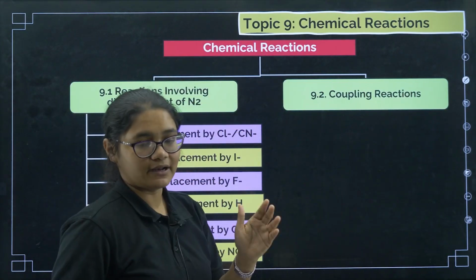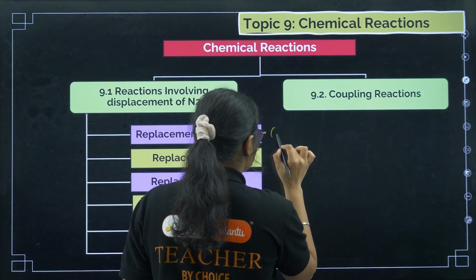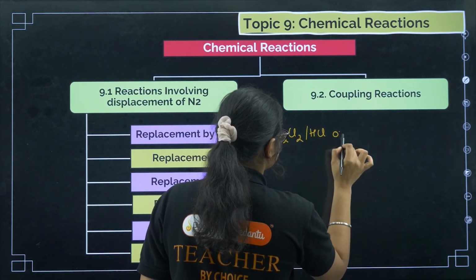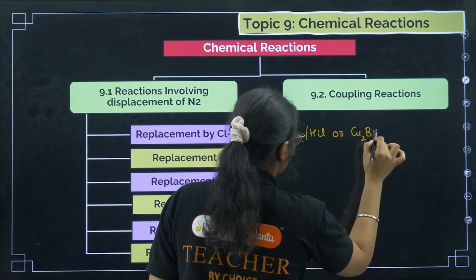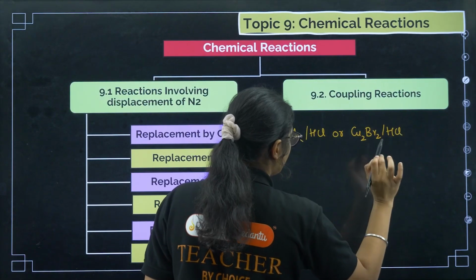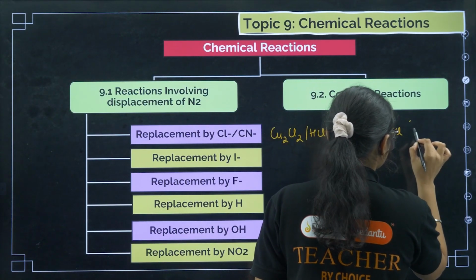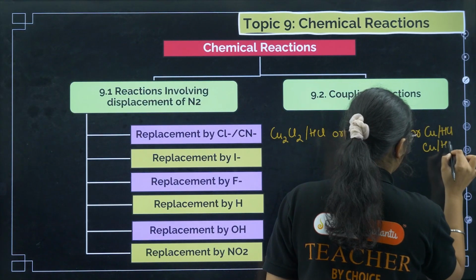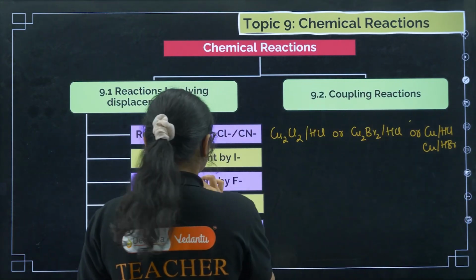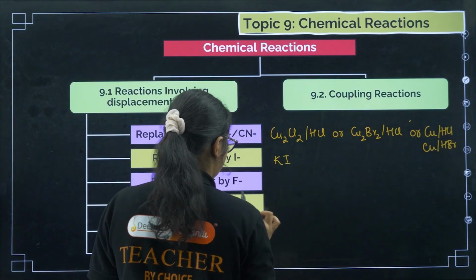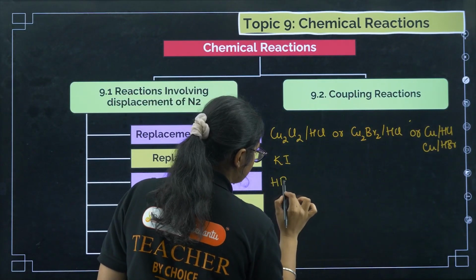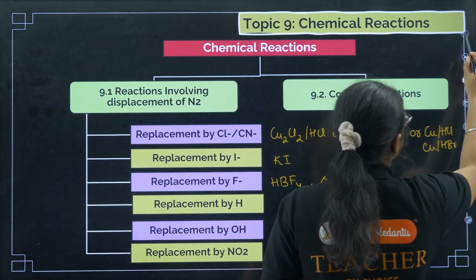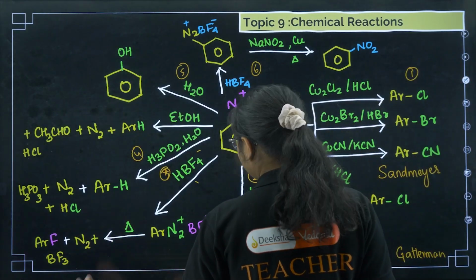For Cl and CN minus, what all things can I do? If I want the Sandmeyer reaction, I can use Cu2Cl2 with HCl, or I can use Cu2Br2 with HBr. Or if I want the Gattermann reaction, what can I use? Cu with HCl, or Cu with HBr. For iodine I simply have to use KI. For fluorobenzene, first I have to use HBF4. Once this is formed, I have to heat it, right? After HBF4, you have to heat it.